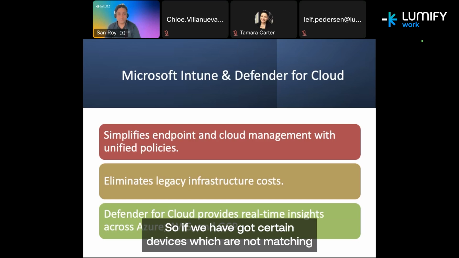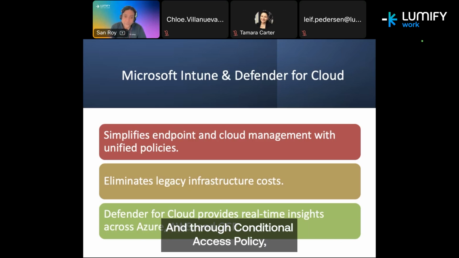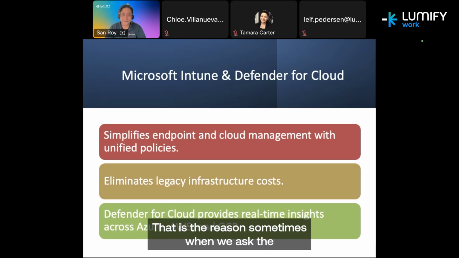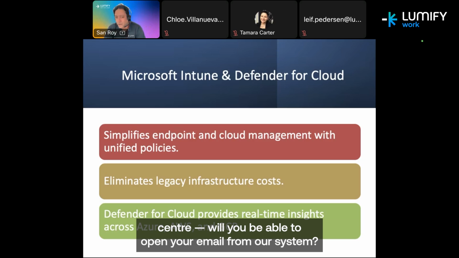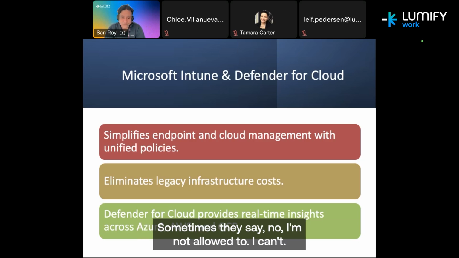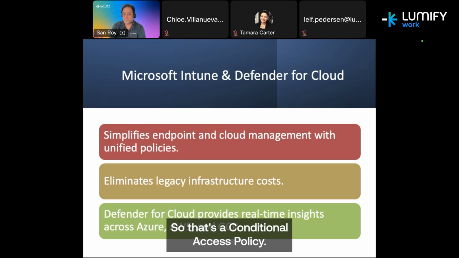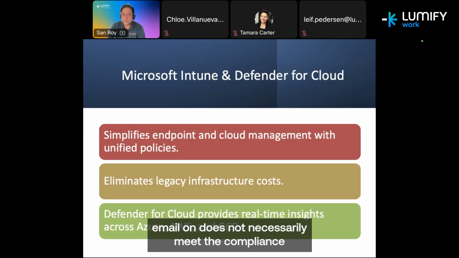So if we have certain devices which are not matching with these rules, we will not make the devices compliant. And through conditional access policy, we can specify if the device is not compliant, you cannot access any organizational data. That is the reason sometimes when we run the classes from our training center and ask the students, will you be able to open your email from our system? Sometimes they say, no, I'm not allowed to, I can't. So that's a conditional access policy. The device which we have offered you to open your email not necessarily is meeting the compliance standards, and as a result of which you're not allowed to.